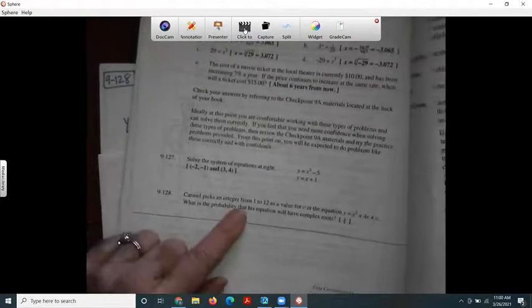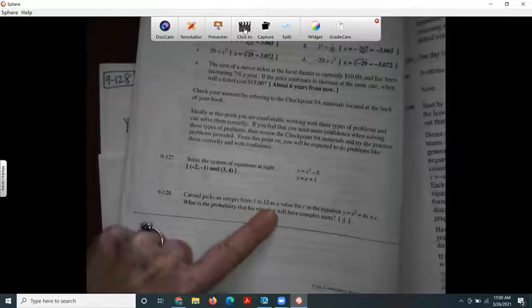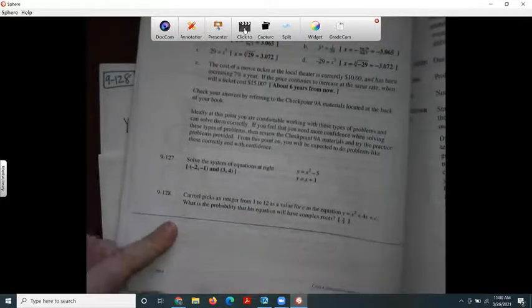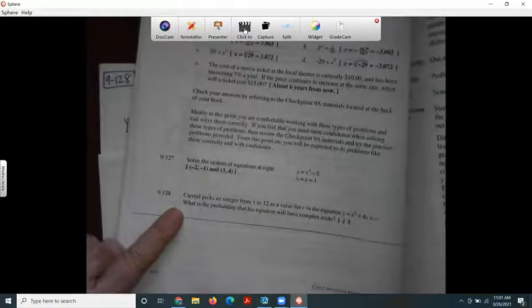Here's Integrated 3, problem 9-128. Let's get it and read it. It says, Carmel picks an integer from 1 to 12 as a value for C in this quadratic equation here. What is the probability that his equation will have complex roots?